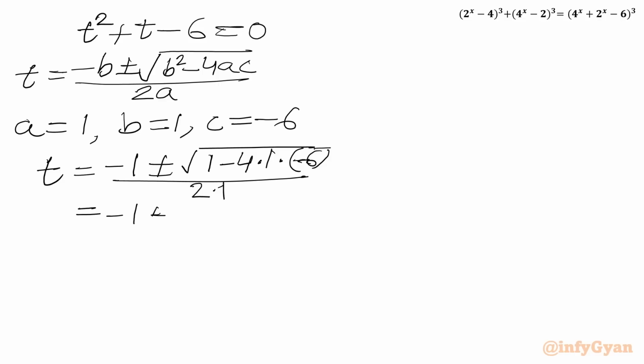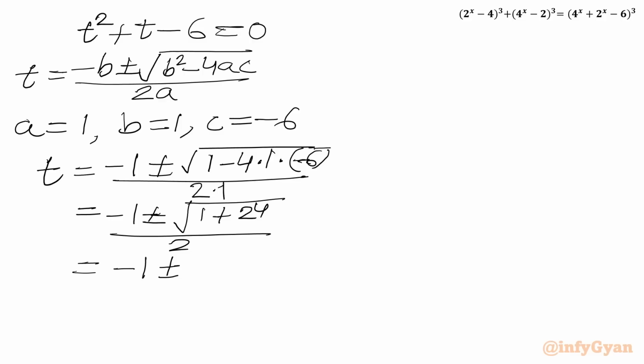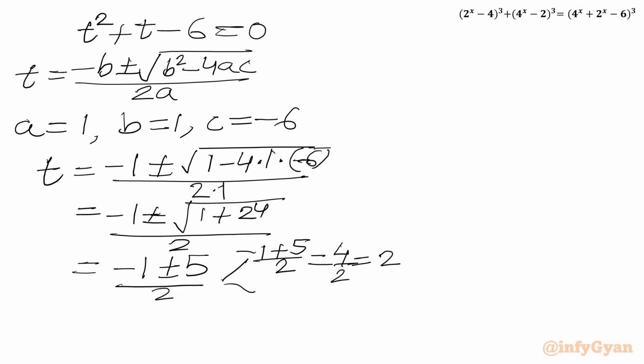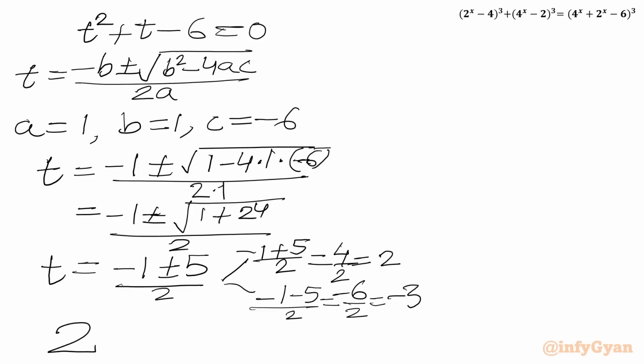Further, I can write (−1 ± √(1 + 24)) over 2, or we can write (−1 ± √25) over 2. So we can write directly 5. So we will get two values: (−1 + 5)/2, so it will give us 4/2, value will be 2. Second value, (−1 − 5)/2, so this will give us −6/2, value will be −3. And t was our substitution, 2^x. So I can write 2^x = 2 and 2^x = −3.